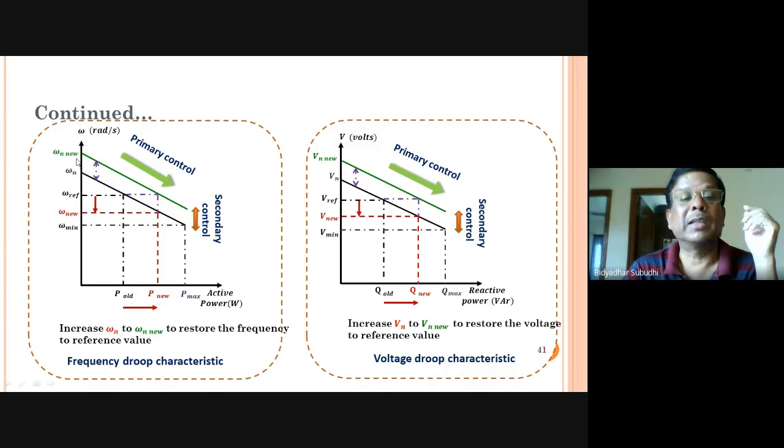This deviation is corrected, and the nominal frequency is maintained. Similarly here, the Vn is a new nominal to restore the reference of the voltage. Whatever deviation is caused by the primary control from the Q volt to Q new, this is controlled by the secondary control here. So the voltage can be changed, and the new voltage is controlled to this nominal voltage.